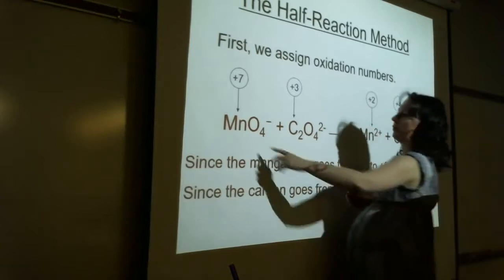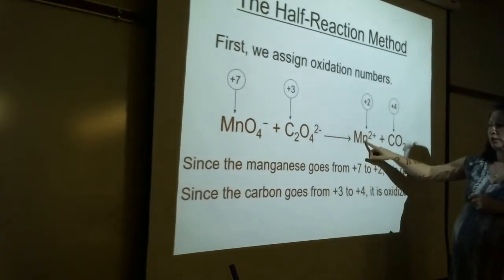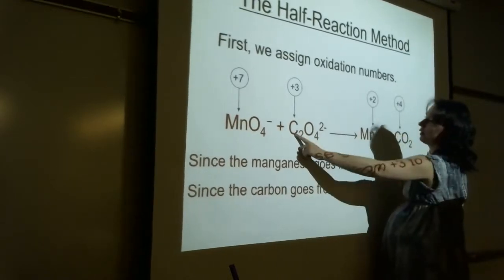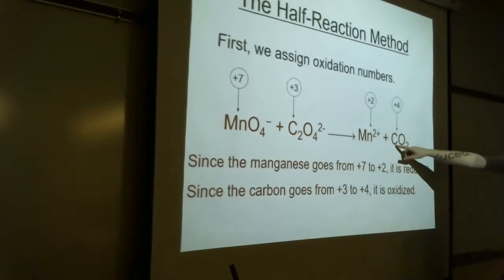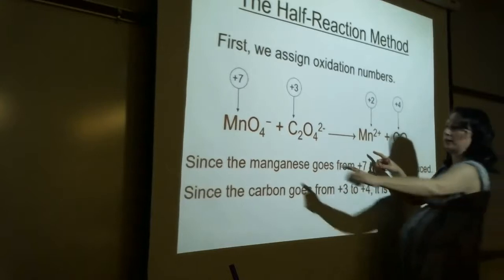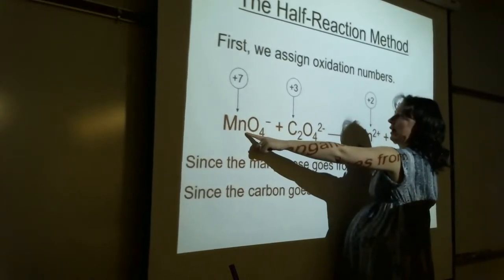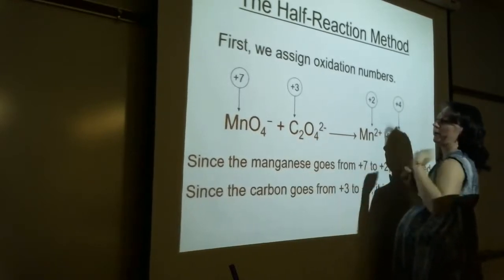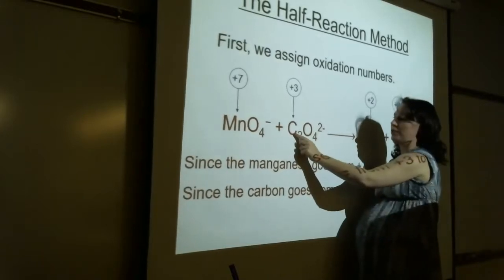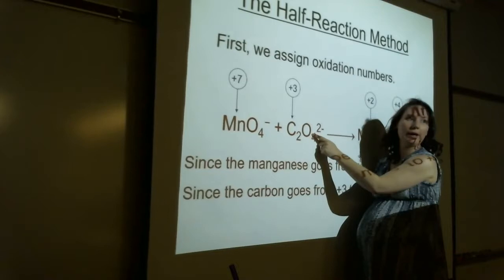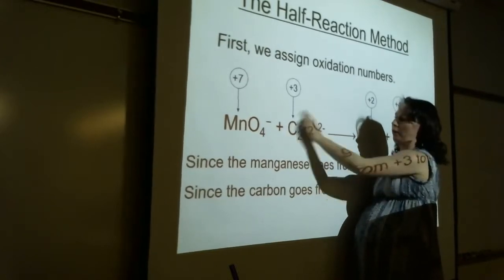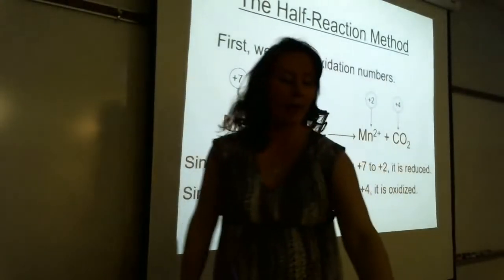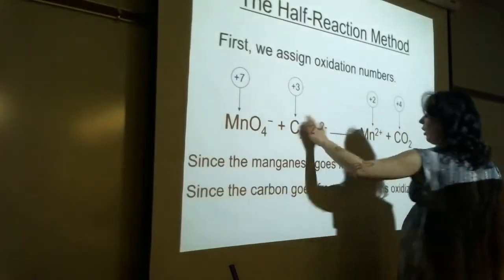Manganese goes from +7 to +2. So that's a big time reduction, right? And carbon goes from +3 to +4. So that's the oxidation, right? Manganese gets reduced. That's where we'll start our reduction half reaction. Carbon is oxidized. So we'll start our oxidation. Now remember, can I divorce the carbon from the oxygens when I'm writing my half reaction? No, right? So I need to write the entire oxalate ion and the entire permanganate ion. I can't just yank out the atom that I'm interested in. I've got to include the whole ion.